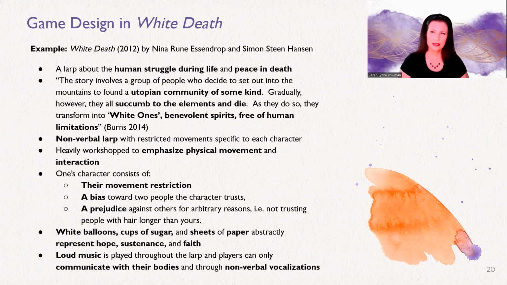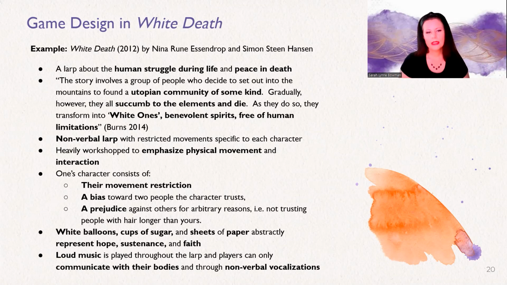One's character consists solely of their movement restriction, a bias that they have towards a couple of characters that they trust, and a prejudice that they have against some group of other people for completely arbitrary reasons. So, for example, not trusting anyone who has hair that's longer than yours. And then they're thrown into this world where they're playing without words and having to move in these strange ways. And so those biases and prejudices come out in their interactions.